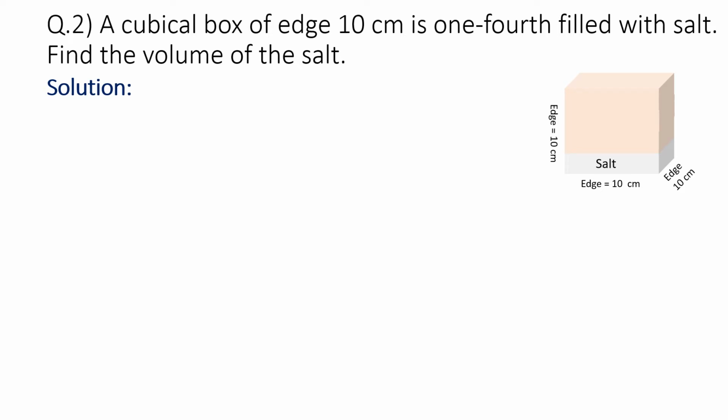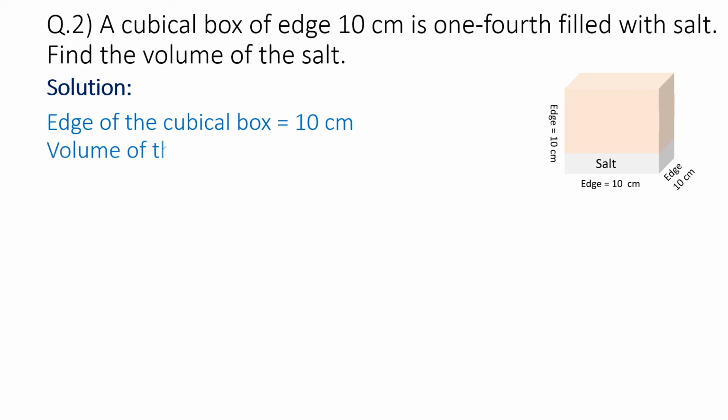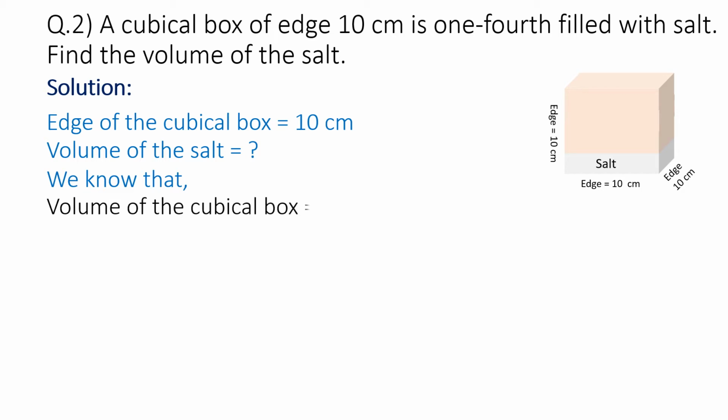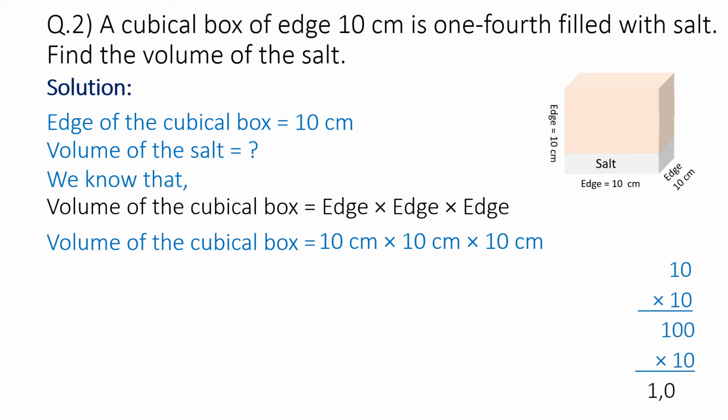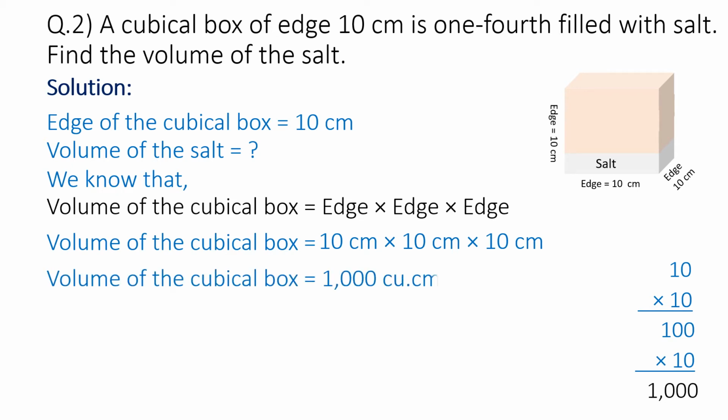Look, in this question, edge of the cubical box is equal to 10 cm and volume of the salt we have to find out. We know that volume of the cubical box is equal to edge multiplied by edge multiplied by edge. Now put the value. Look, edge of the cubical box is equal to 10 cm. So write down 10 cm multiplied by 10 cm multiplied by 10 cm. Now do the multiplication. 10 tens are 100 and 100 tens are 1000. So volume of the cubical box is equal to 1000 cubic centimeter.